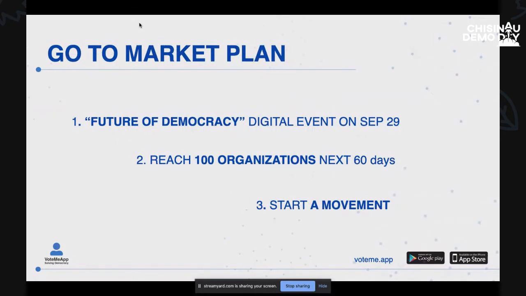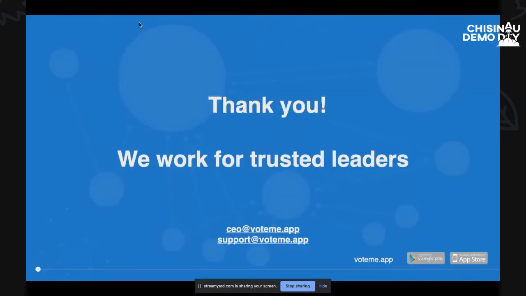Our go-to-market plan is quite simple. At the end of the month, we will organize a digital event dedicated to the future of democracy. In the next 60 days, we would like to reach 100 organizations so that they can see the real benefit and impact of using our application. And after all, we would like to start a movement, because we realize that we are trying to change culture, and it will need a lot of effort to change the culture of how elections are organized. That's all. We work for trusted leaders. Looking forward to working with you. Thank you.